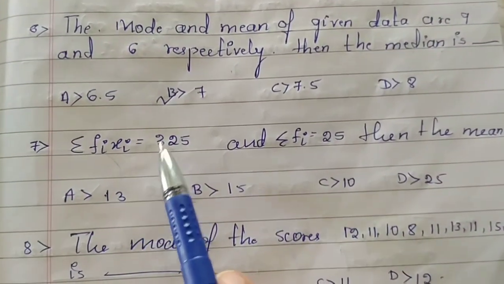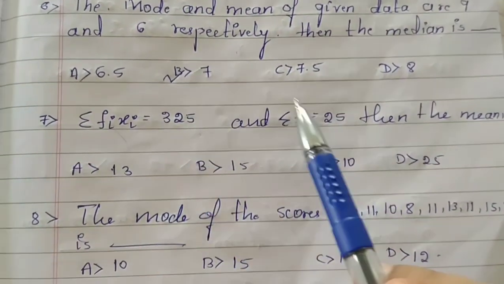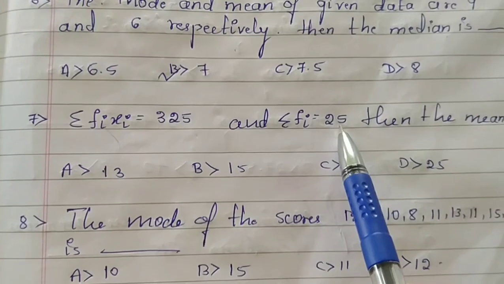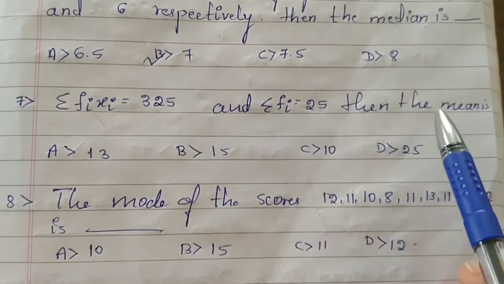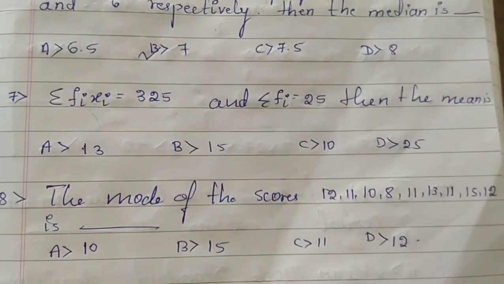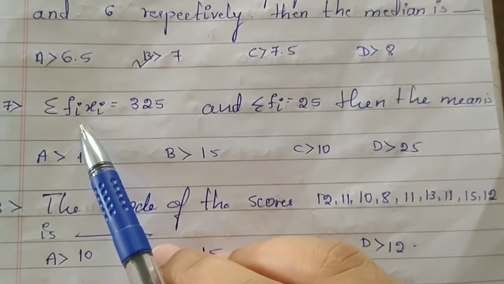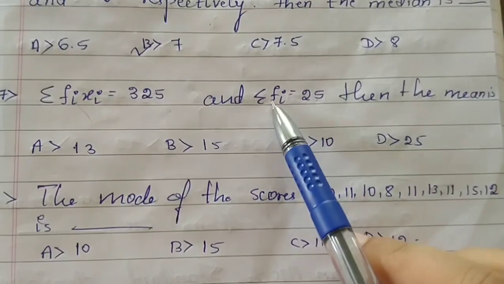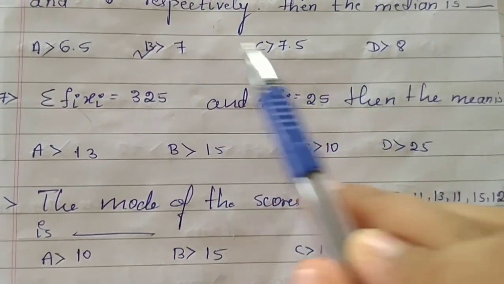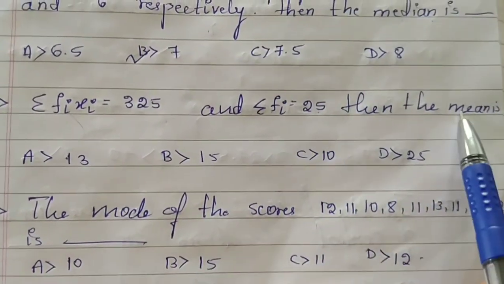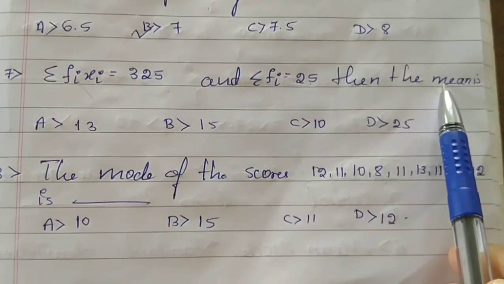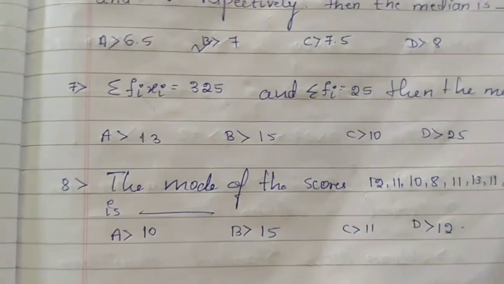Sigma fi xi equals 325 and sigma fi equals 25. Then the value of mean is what? Okay, so we know the formula to calculate the mean, right? That is nothing but sigma fi xi divided by sigma fi, right? So by using that formula, we can easily calculate the value of mean over here. Okay, so now let us see the solution.